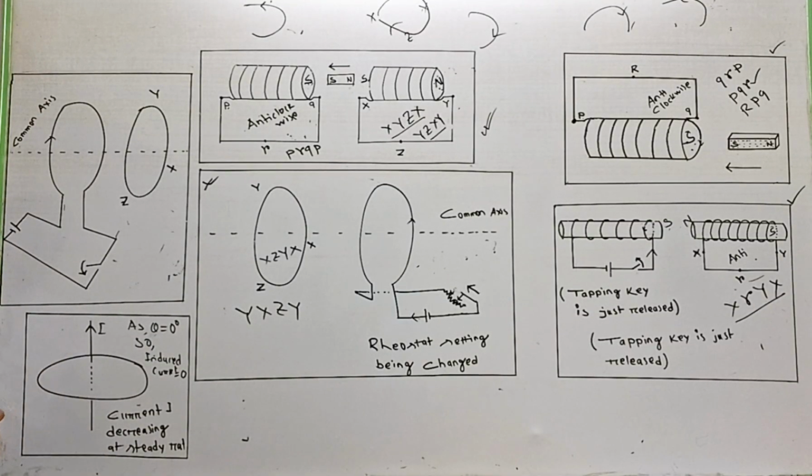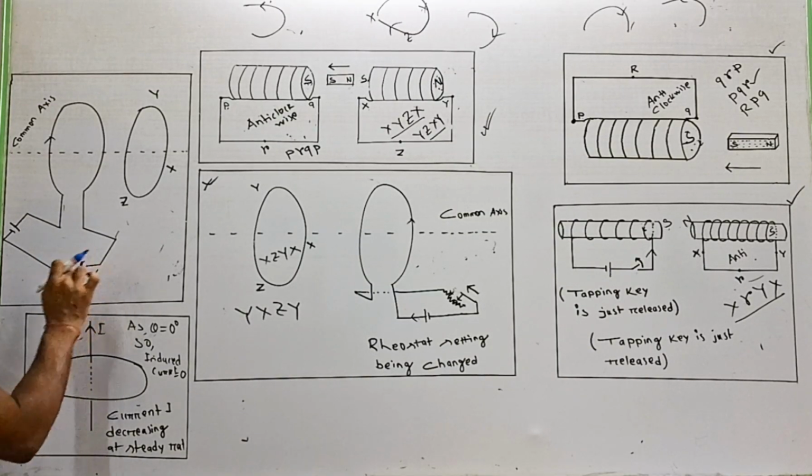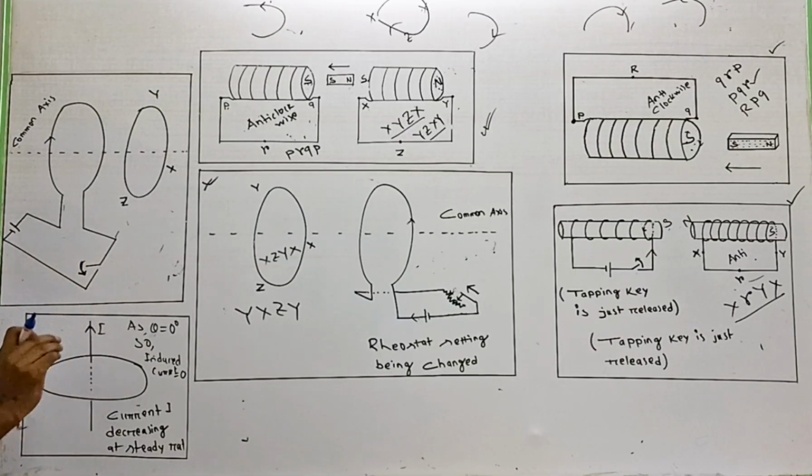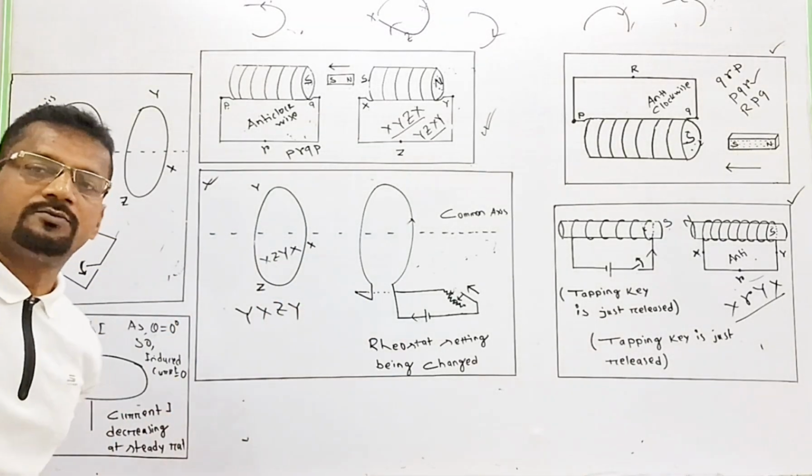Now you see here what happens. This key, the symbol is given this way. It means the key was not closed yet; the switch is going to be closed. As soon as the switch is closed, current will start to flow.